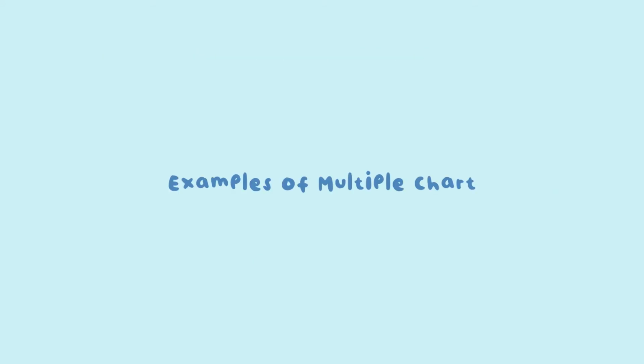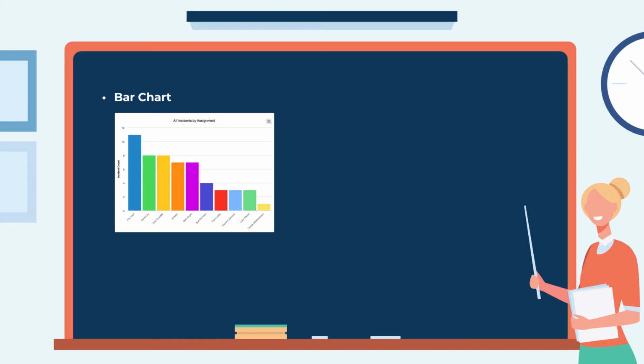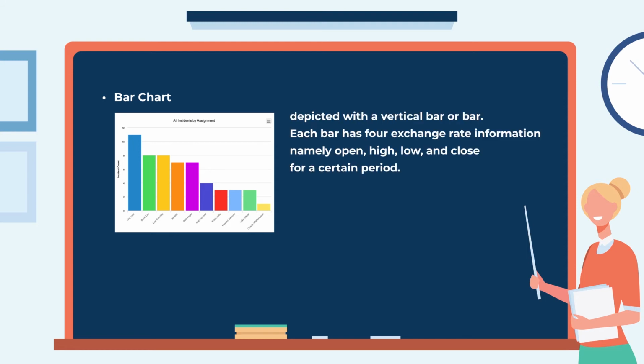Here, example of multiple chart. 1. Bar chart, depicted with a vertical bar or bars. Each bar has 4 exchange rate information, namely open, high, low, and close for a certain period.